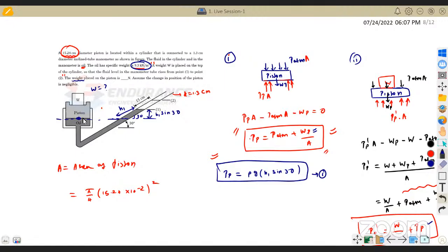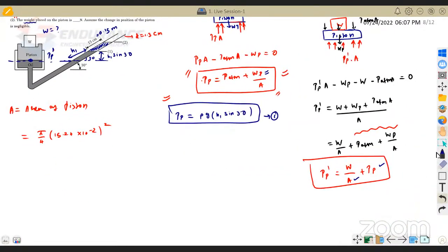But the pressure at this point will be pp dash now, and the height of the fluid has raised. How much has it raised? From h1 it has raised to h1 plus 15 centimeter, that is 0.15 meters. And now I will apply that for the second condition.